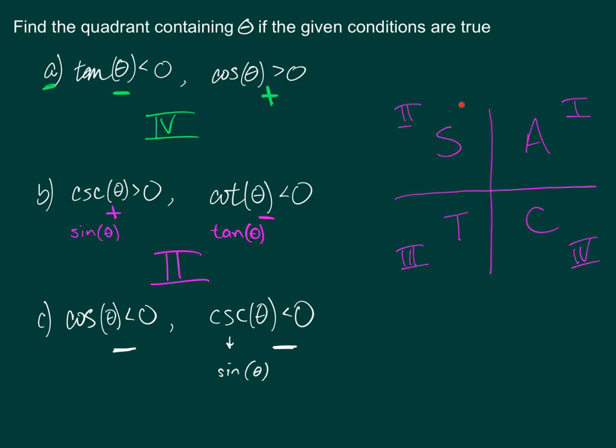Well, it can't be quadrant 2 because sine is positive. That takes care of that one. That one's no good. It can't be quadrant 1 because everything's positive and both of these are negative. It can't be quadrant 4 because cosine is also positive here. So it must be quadrant 3. Tangent and cotangent are positive here. Every other trig function is negative. So for this last example, quadrant 3.